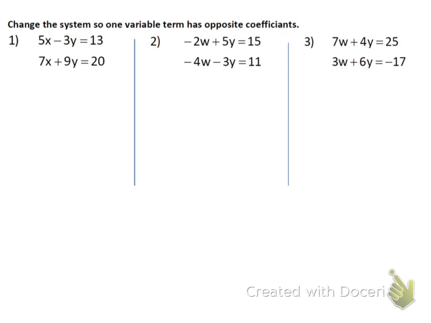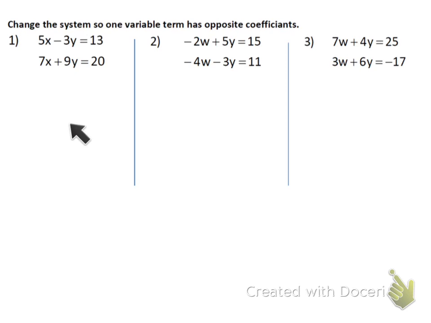Now it's time for us to do some practice. We're going to practice first the most important part, the most difficult part, that change step. The directions here state to change the system so one variable has opposite coefficients, opposite like coefficients, really. Now this is the hardest part and the part that trips students up the most, so we want to practice this first. I'm going to give you a few strategies here, but at the end of the day, you can do this however you want as long as you have opposite like coefficients.